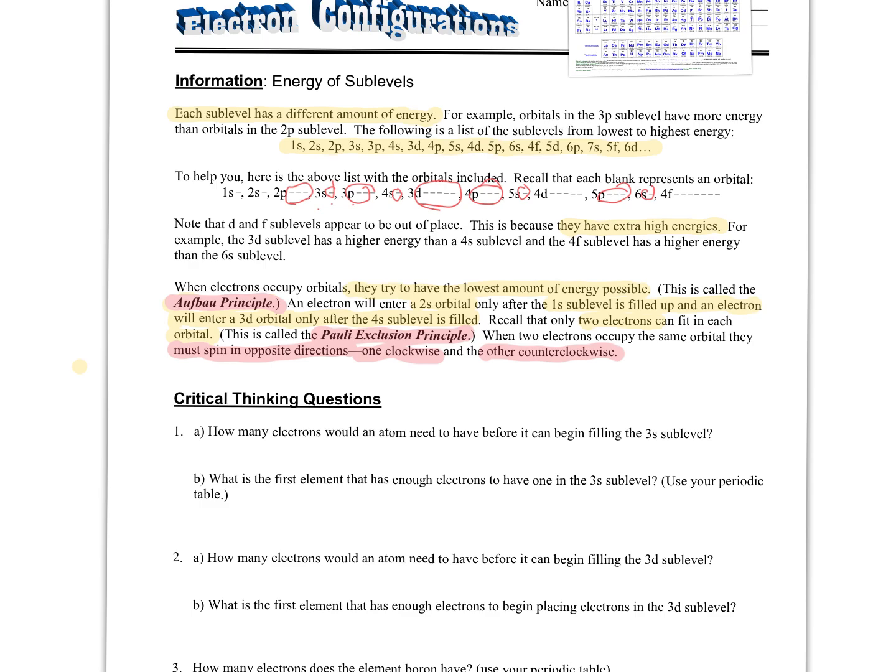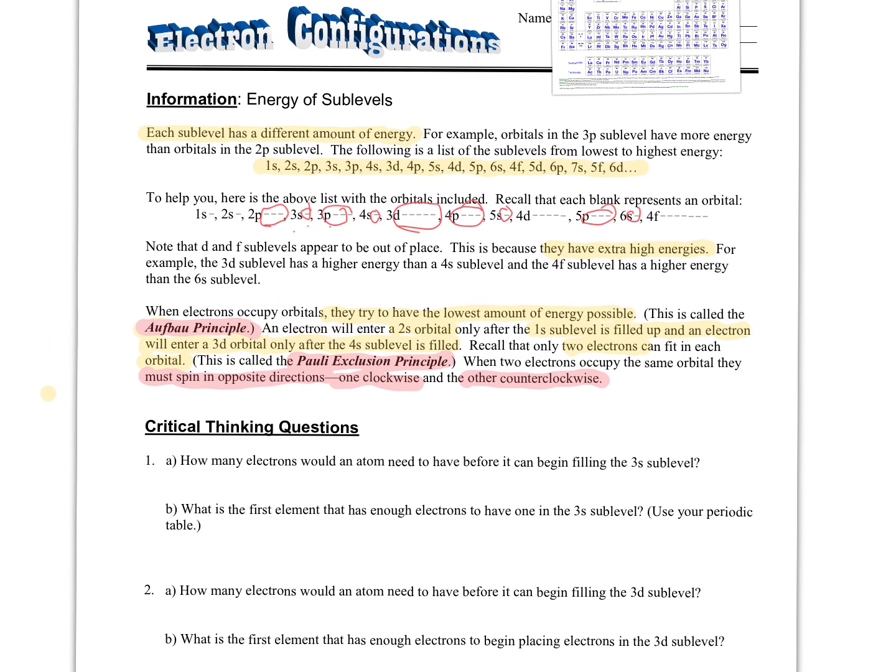Okay, so let's look at our questions. How many electrons would an atom need to have before it can begin filling the 3s sublevel? So you have to think you're going to have the 1s, 2s, 2p. So 2 electrons can go here, 2 can go here, 6 can go there. So that's a total of 10. The 11th electron would go in the 3s sublevel. So we have to fill all these up before we could go into the 3s.